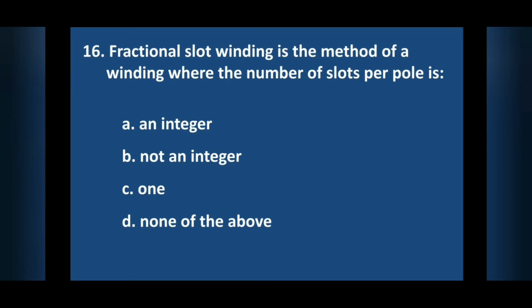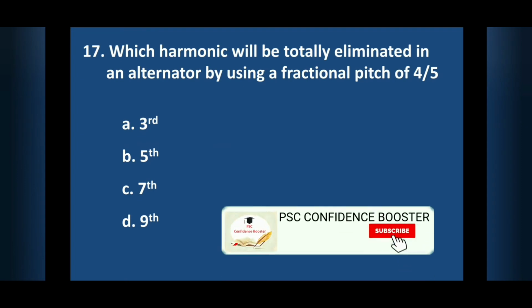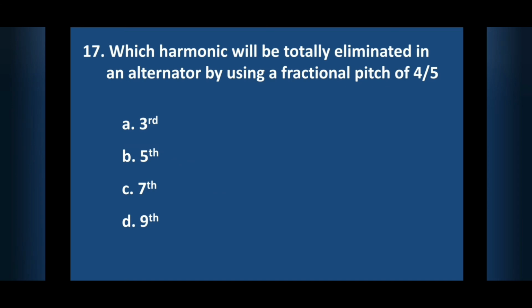Question number 16. Fractional slot winding is the method of a winding where the number of slots per pole is. Answer is option B, not an integer. Question number 17. Which harmonic will be totally eliminated in an alternator by using a fractional pitch of 4 by 5? Answer is option B, fifth.